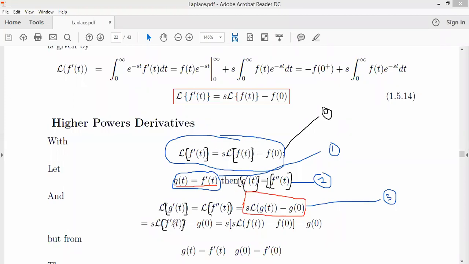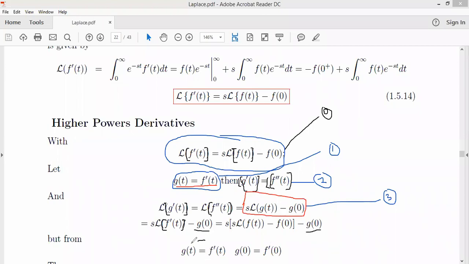My f prime t, if I take the Laplace of this, so I'm maintaining the s out, then I substitute for f prime, the Laplace of the first derivative, which is given by the Laplace of f t minus f of zero. That is, this equation zero is being substituted into L f prime of t here. That's why we have s, then we bring the whole of this here, that is s F t minus f zero, minus g zero, this g zero is that g zero there, okay?